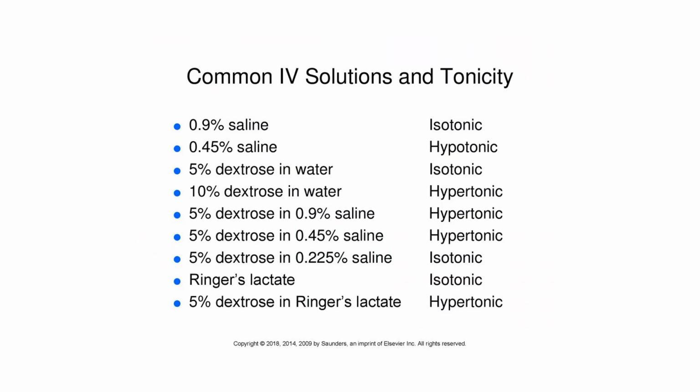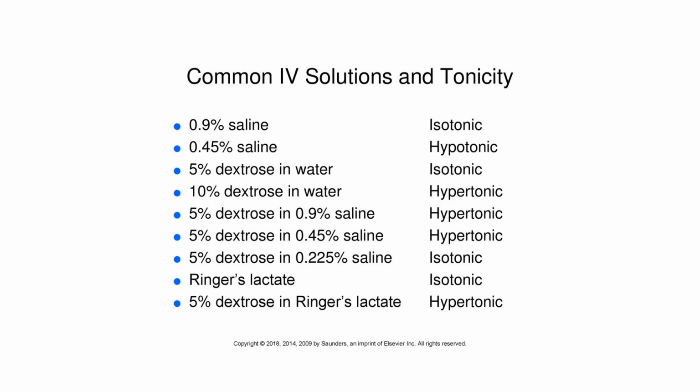And here's another slide on just some common IV solutions. So I would know the common ones. I'll list the common ones. 0.9% normal saline, used all the time. Someone comes in vomiting and diarrhea and we want to rehydrate them, 0.9% normal saline. Somebody is in hospital getting maintenance fluids for 2 to 3 days to keep them hydrated, 0.9% normal saline.